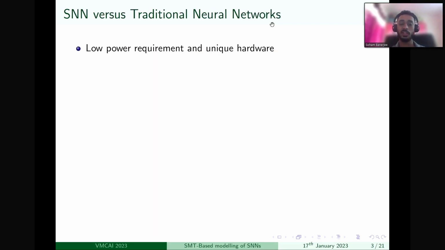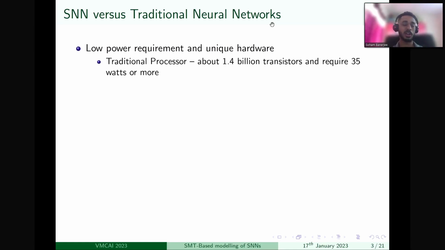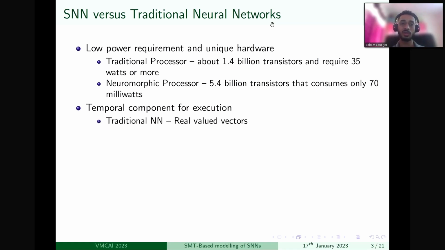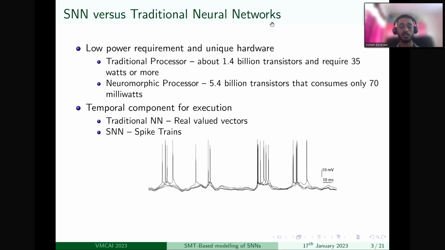Spiking neural networks have very low power requirement in comparison to traditional neural networks and can run on unique hardware. Where traditional processors require a large amount of power, neuromorphic processors for SNNs have very high throughput for a fraction of the power required. There is also a temporal component to its execution, where traditional neural networks would supply real valued vectors to the models one at a time. Spiking neural networks provides its inputs in the form of spike trains, which is a sequence of signals spanning over a fixed amount of time.